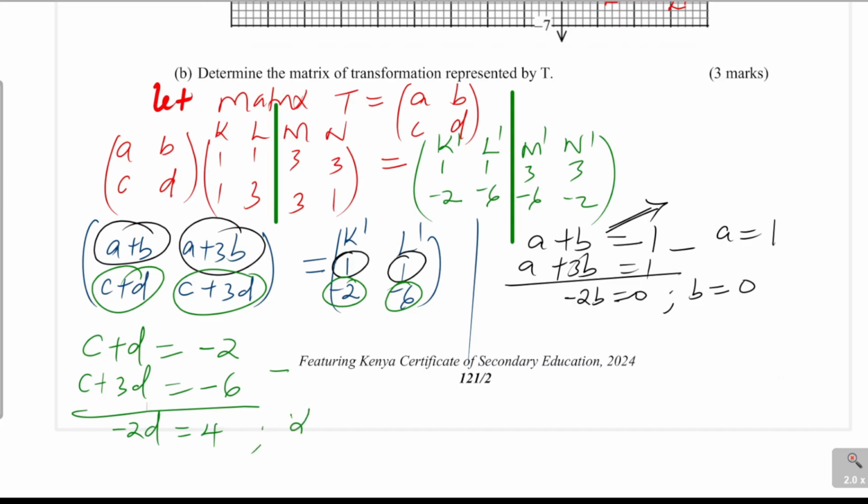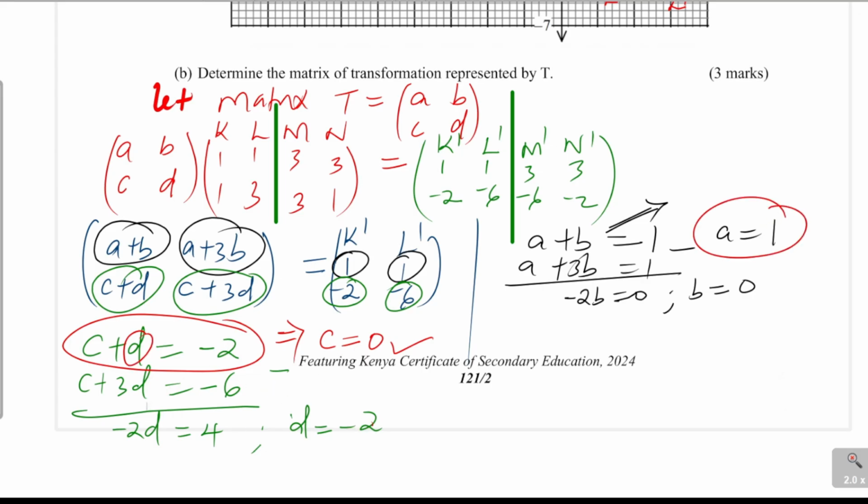And for this one, D will be negative 2, like that. So if D is negative 2, if you substitute in this equation here, when D is negative 2, you'll get C to be 0. Just substitute D here with negative 2, and you get C to be 0. Now you have A is there, B is there, C is there, and D is there.